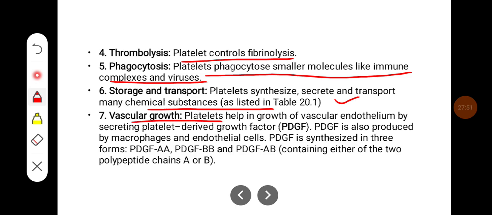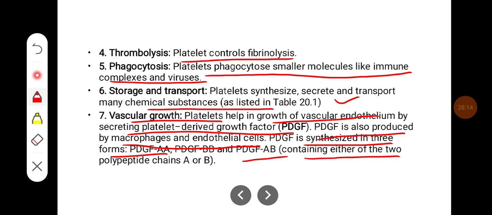And they're also important for vascular growth. Platelets help in the growth of the vascular endothelium by secreting platelet derived growth factor. So this is also produced by macrophages and endothelial cells. This is synthesized in three forms, that is PDGF-AA, PDGF-BB and PDGF-AB, containing either of the two polypeptide chains A or B.